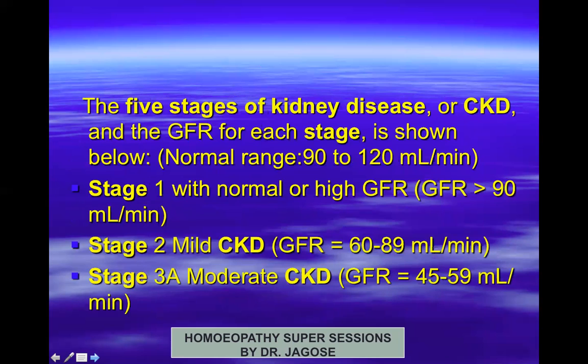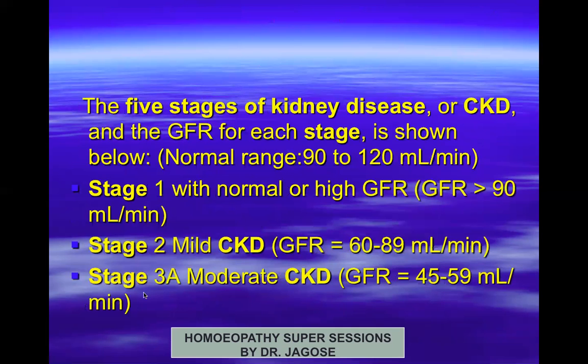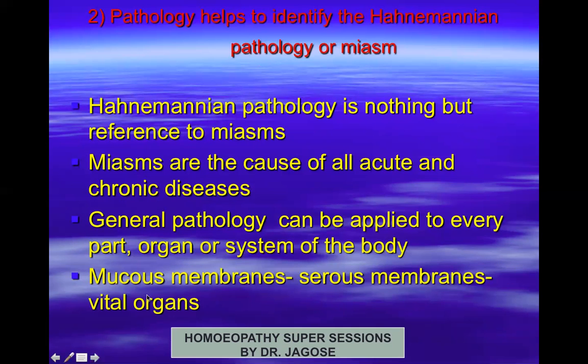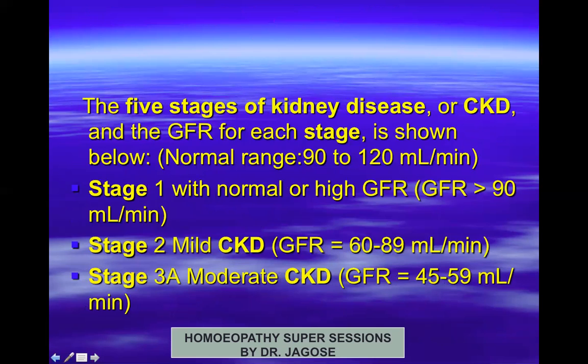So there are 5 stages of kidney disease. Stage 1 with a normal or high GFR, as you can see in the brackets. Stage 2 with a mild CKD. Stage 3 with moderate CKD. So in this also, you must know in which stage the patient is coming to you, and how you will be able to help the patient.